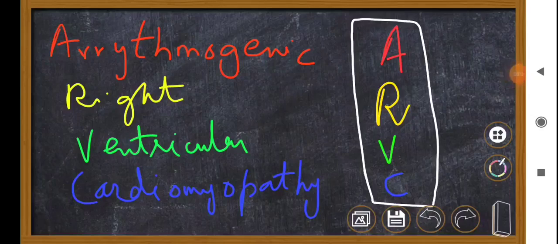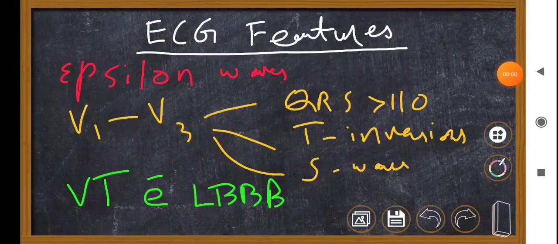It's an inherited autosomal dominant myocardial disease, and it's caused by fibrofatty replacement of the right ventricular myocardium. The main ECG features of ARVC include the presence of epsilon waves, and the epsilon waves are small deflections just after the QRS complex, as will be evident in the upcoming ECG examples. And secondly, the ECG changes in leads V1 to V3.